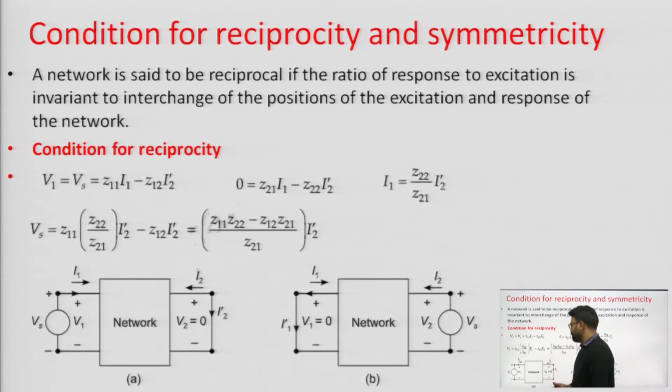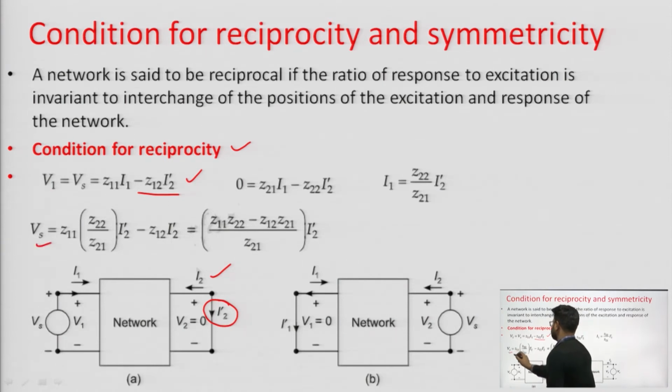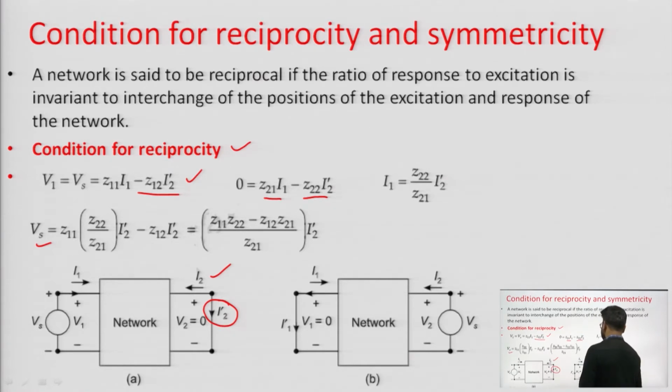So, how will we prove the condition for reciprocity in the case of Z parameters? This is the equation: V1 equals Z11 I1 plus Z12 I2. Now, we are evaluating the response at port 2, that is I2 dash equal to minus I2. So, here we get minus Z12 I2 dash, and V2 equals 0. So, this is Vs equals Z11 I1 minus Z12 I2 dash, and the second one, 0 equals Z21 I1 minus Z22 I2 dash. So, I1 equals Z22 by Z21 times I2 dash.